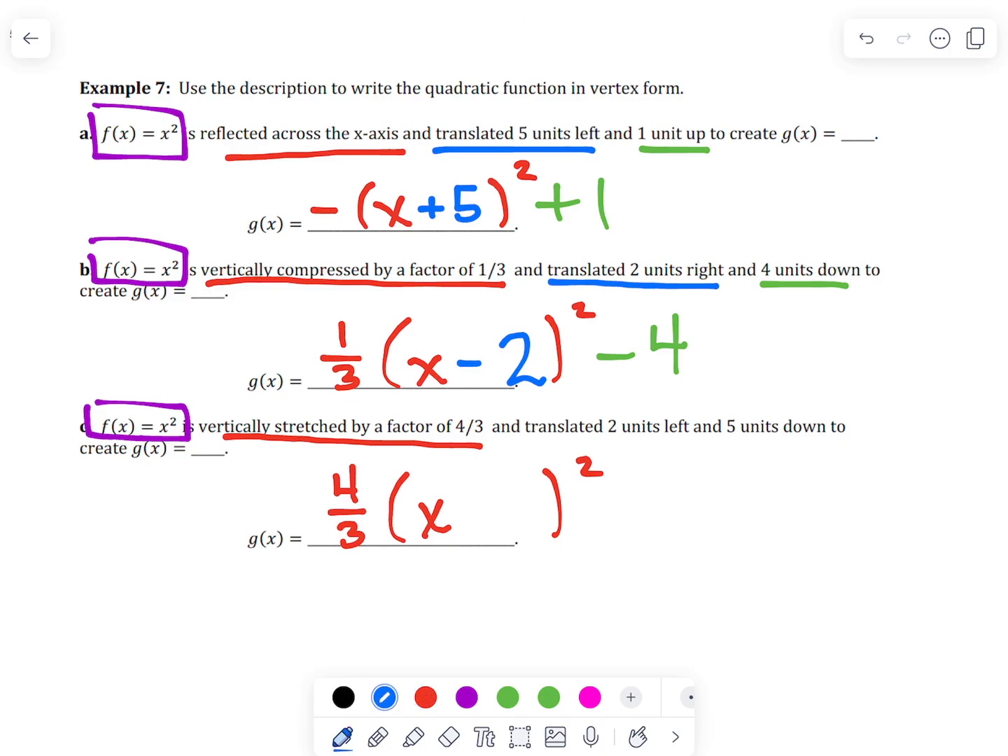Then it is translated 2 units to the left. That's inside the function. So we think opposite. So plus 2. And then 5 units down. Up or down is outside the function. So down 5.